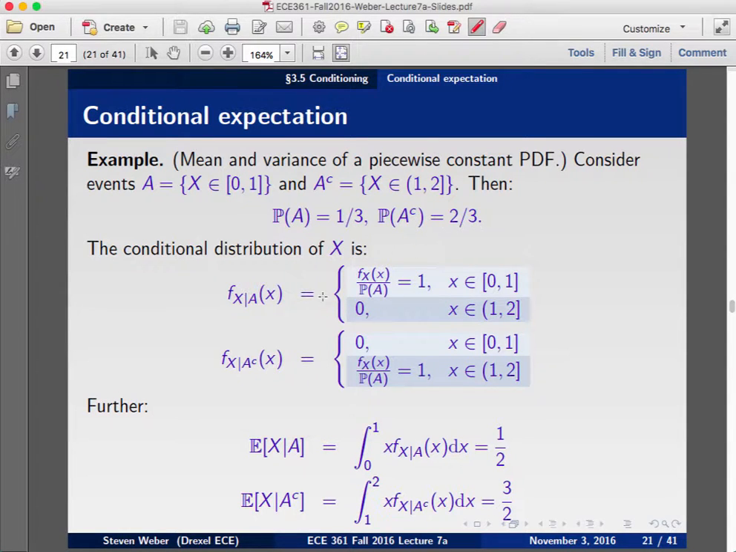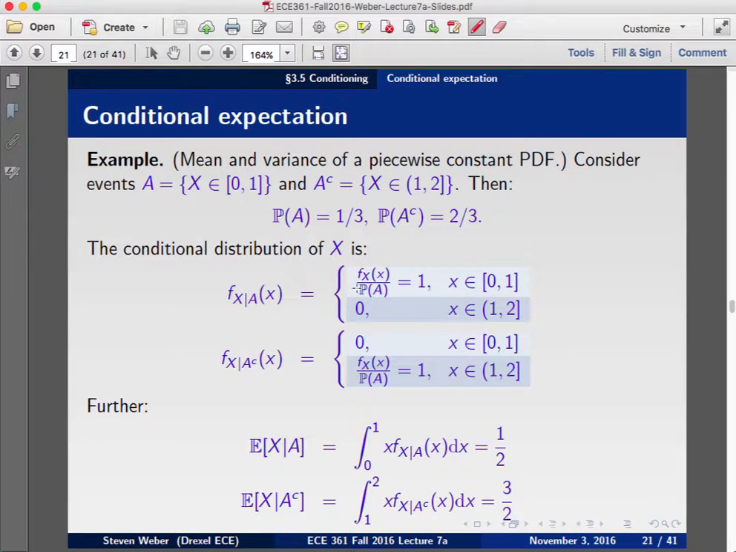And now what I can do is I can derive the conditional distribution of the random variable x given A, and the conditional distribution of the random variable x given A complement. Given that A is true, the probability density function is going to be equal to 0 for x between 1 and 2, and given that A complement is true, the probability density function is going to be 0 for all x between 0 and 1. So what I'm doing here is simply using the equation we've seen before, that the conditional probability density function at x given A is the ratio of the unconditional probability density function, which has value 1/3, over the probability of A, which is also equal to 1/3. So I get 1/3 over 1/3 equals 1.